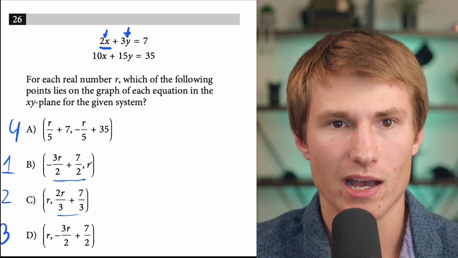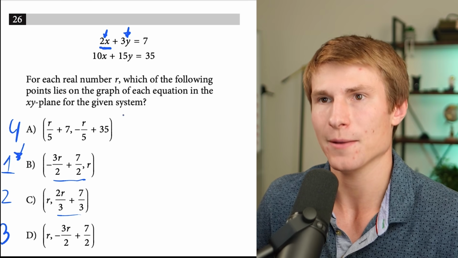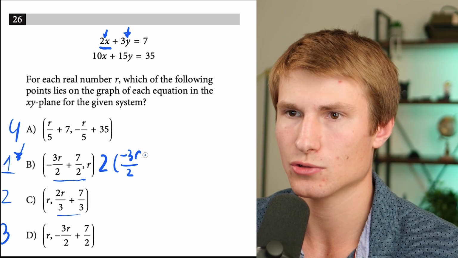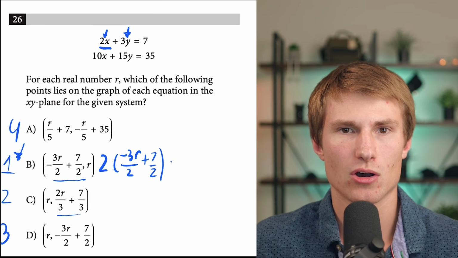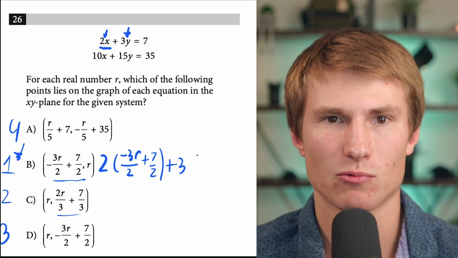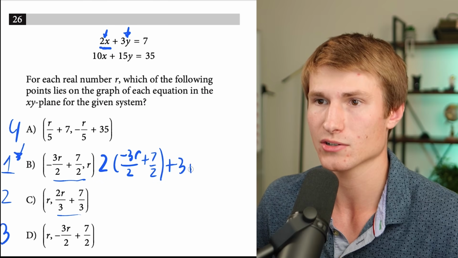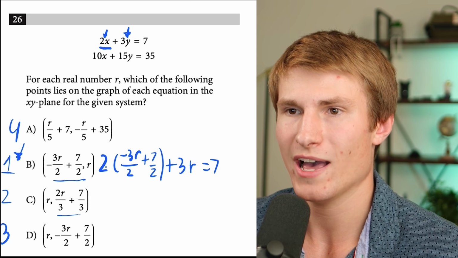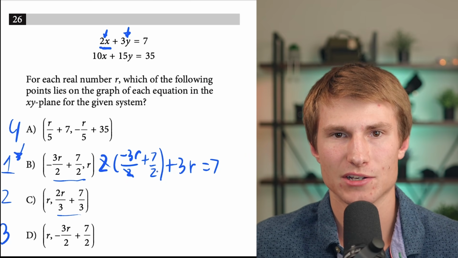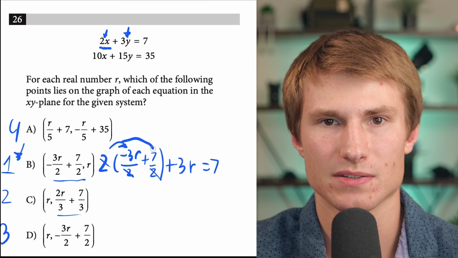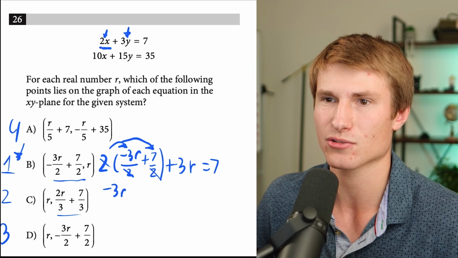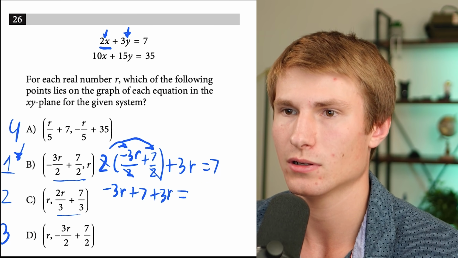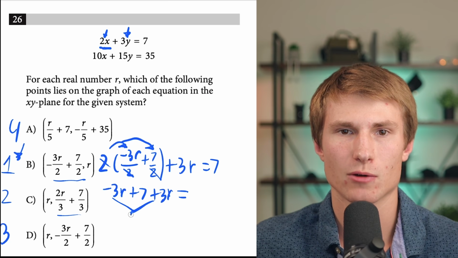Now, from this point, I would just go ahead and start substituting. So let's go ahead and do that. We're going to have 2 multiplied by negative 3r over 2 plus 7 over 2, and then we are also going to have plus 3 times y. We know that y is going to be r, so plus 3r is going to equal 7. Now let's find out if this is true. We can cancel this 2 out with this 2, and that 2 out with this 2, because we would distribute this. Once we do that, we end up with negative 3r plus 7, and then plus 3r is equal to 7. Now we have a negative 3r and a plus 3r, which will cancel out to 0.